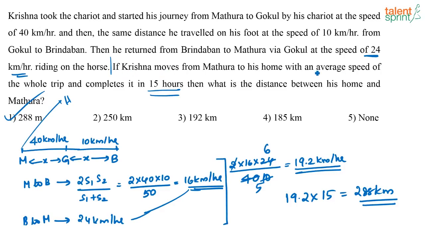See, at this point, don't confuse, he is going from Mathura to his home. So Brindavan and all these words that are given, home is a different thing that they are talking about. That is the only place where you might go wrong here. Read the question correctly, then you would not make a mistake.